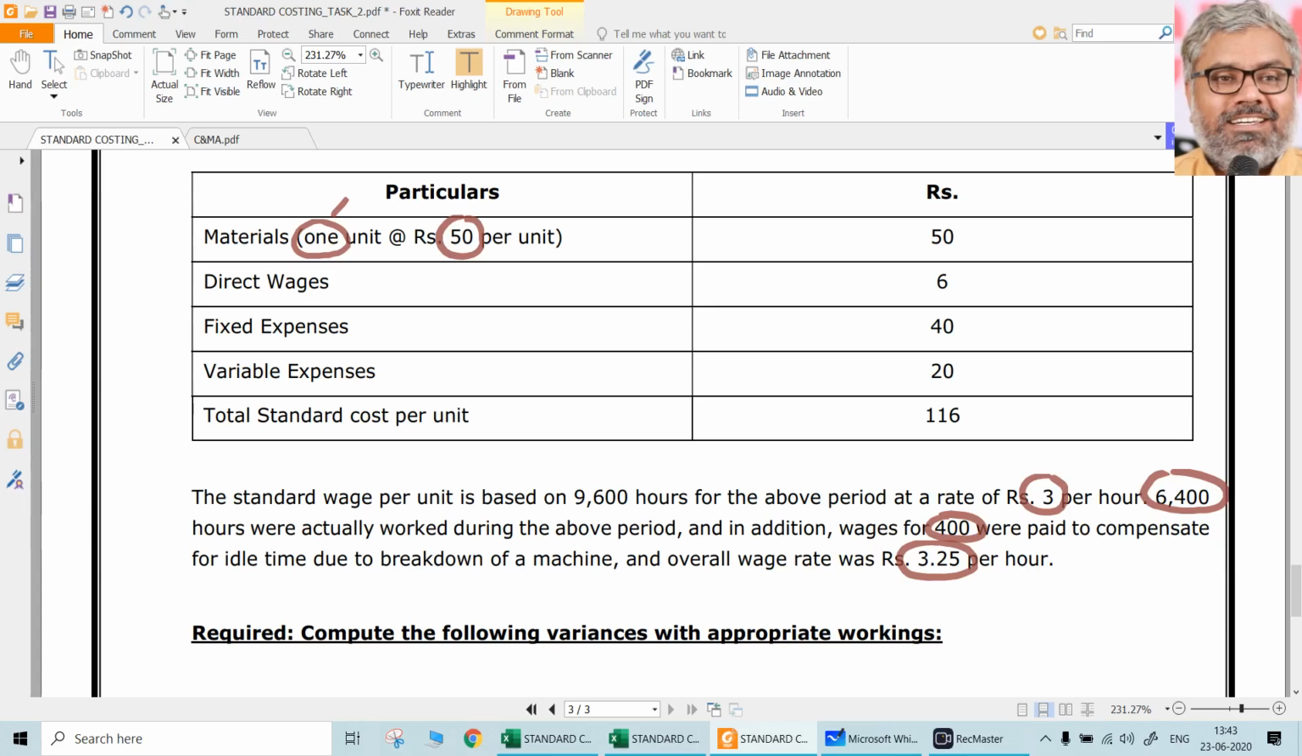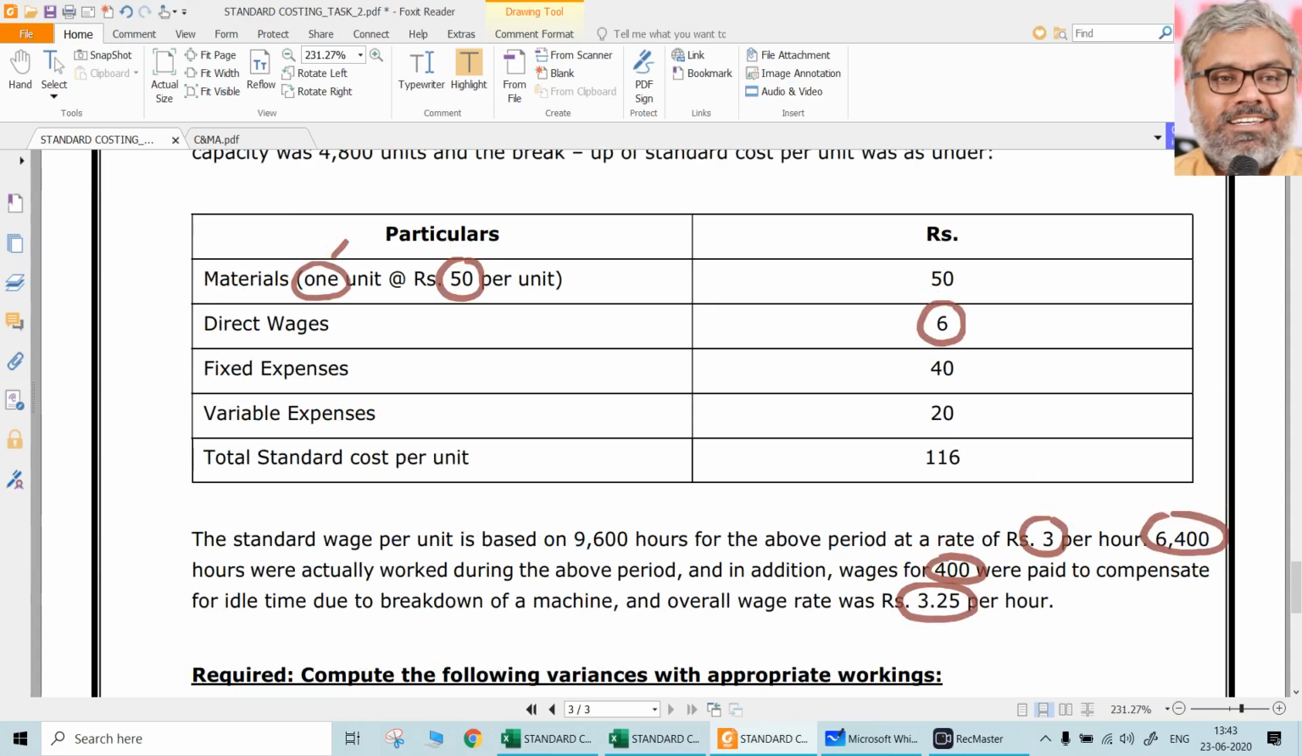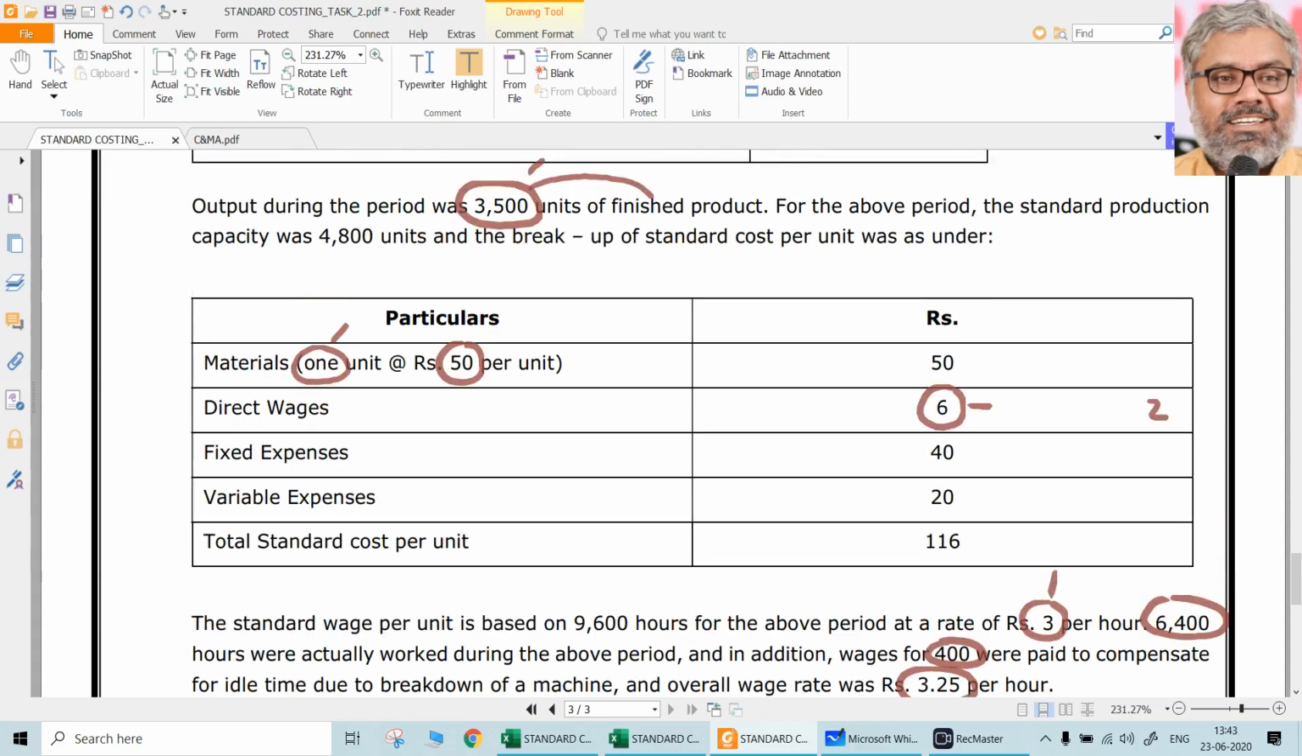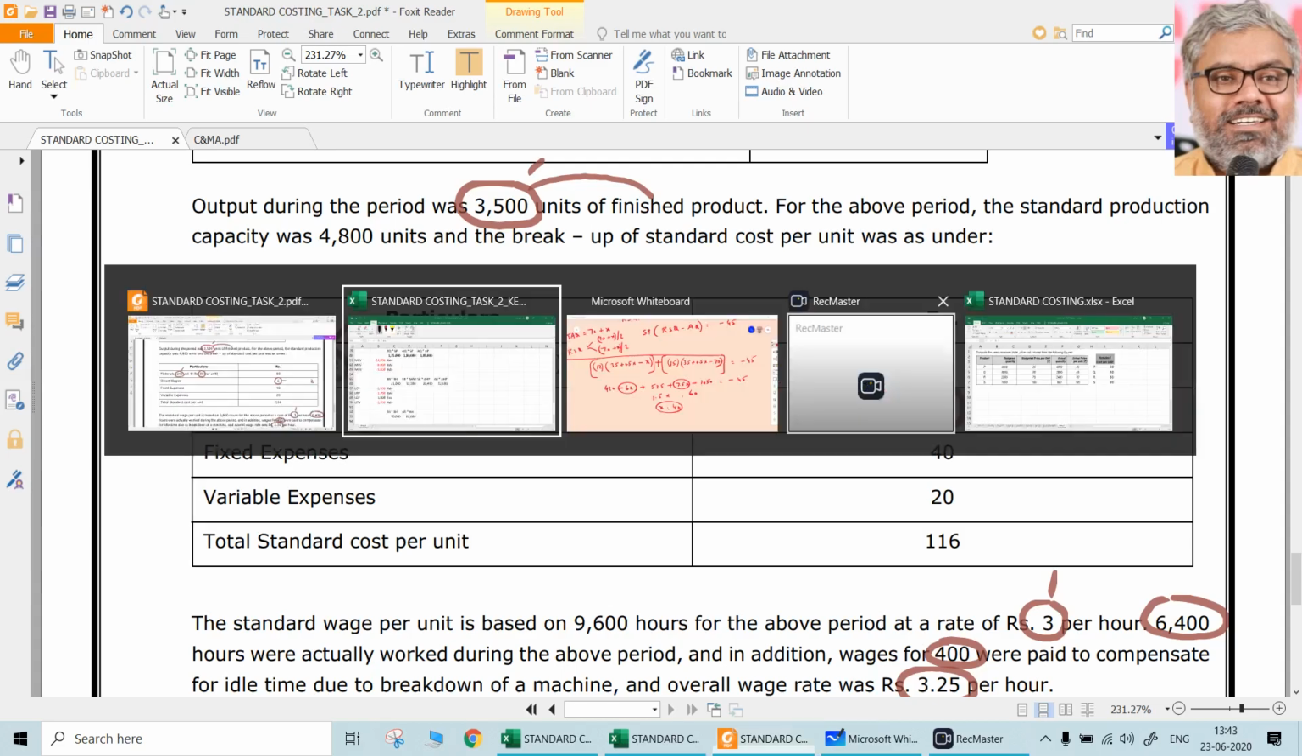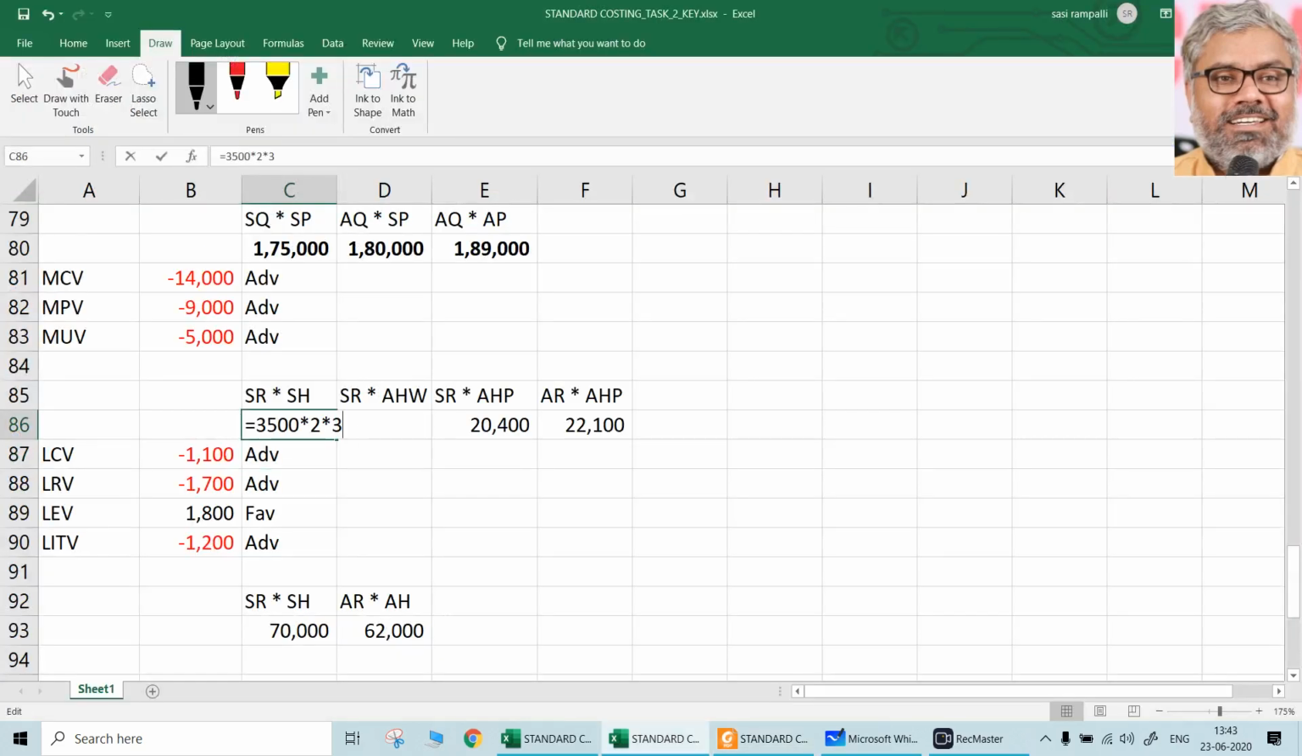We can find out in a simple way also. For example, here the labor cost per unit is given as 6 rupees and it is 3 rupees per hour. That means we should understand each unit takes how many hours? 2 hours, naturally. So if each unit takes 2 hours, 3,500 units take how many hours? 7,000 hours. So the standard hours required for actual output is 3,500 into 2. That is 7,000 hours.